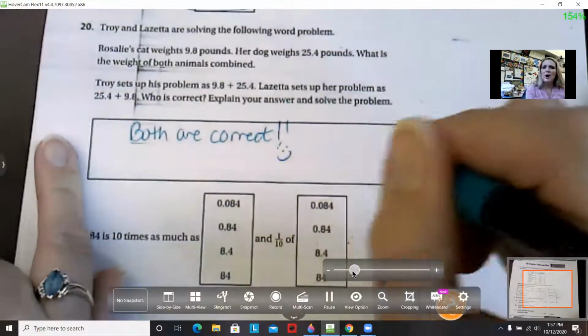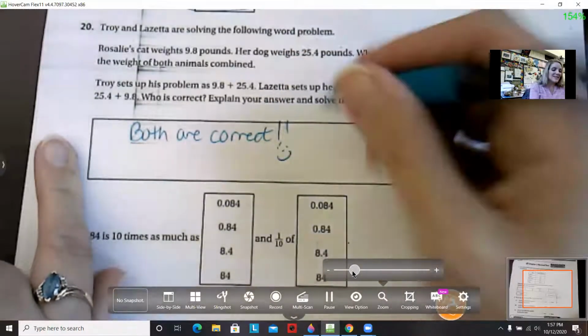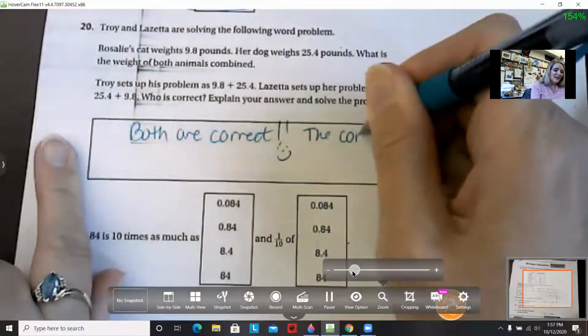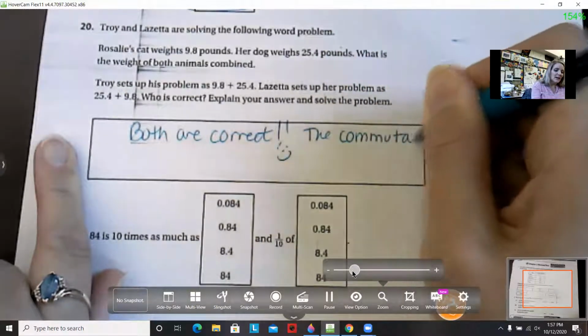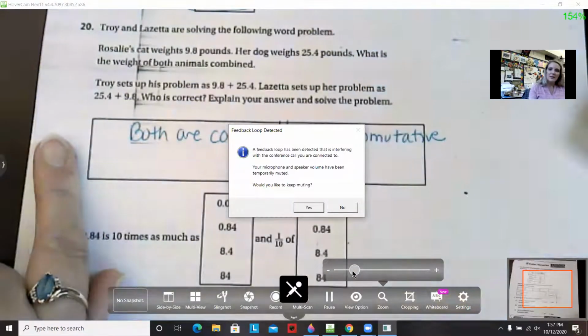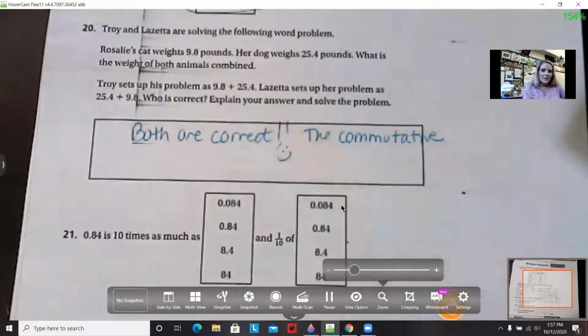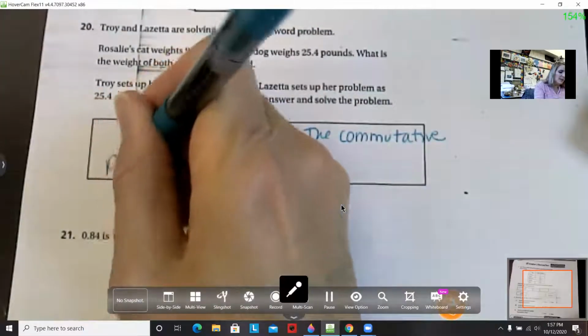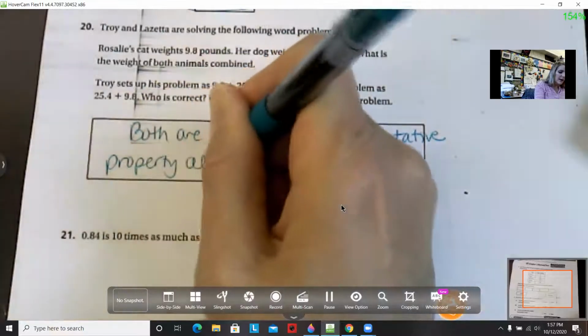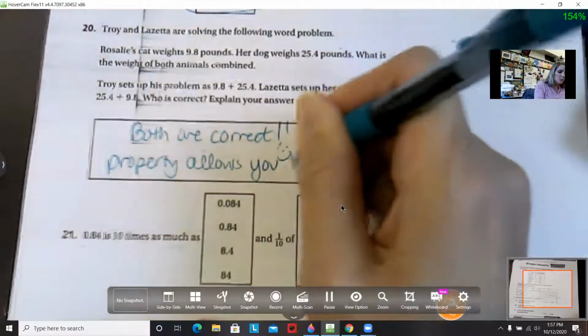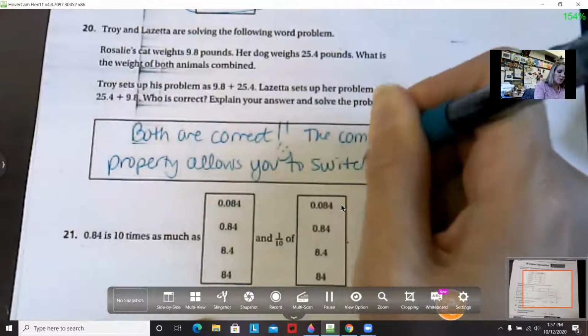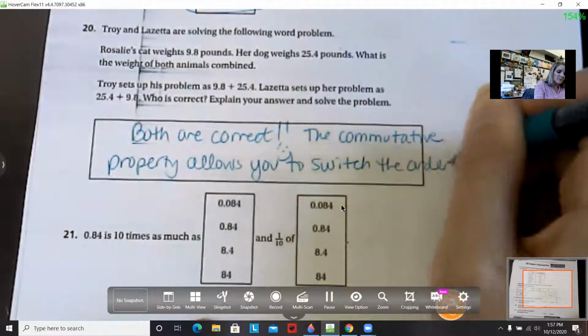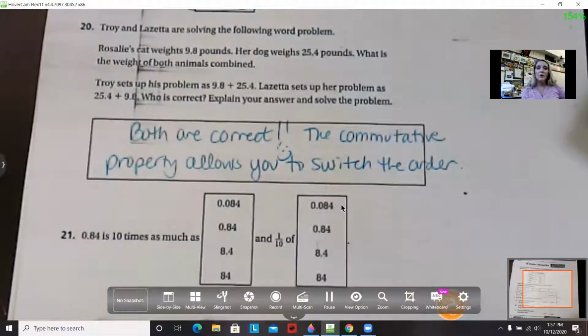Do you remember what property allows you to switch them around? Oh, I heard it. The commutative property allows you to switch the order. That's whenever you add or multiply.